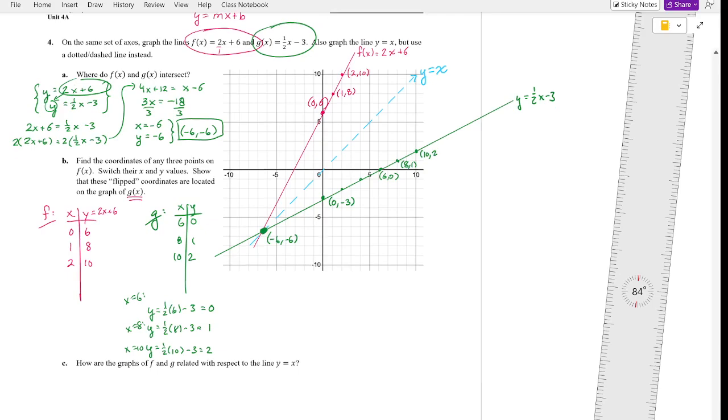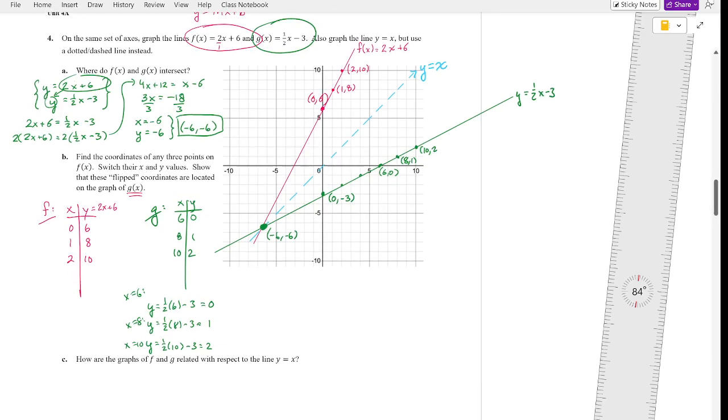Okay. How are the graphs of f and g related with respect to this blue line right here, y equals x? Well, if you look at it, this point right here is reflected over to that point. This point right here gets reflected over to that point. This point right here gets reflected over to that point. So this pink line or red line is reflected across the blue line and you get the green line. It's kind of like the blue line's a mirror, essentially. Or if you folded the page along the blue line, the red and the green one would match up. So how are they related?